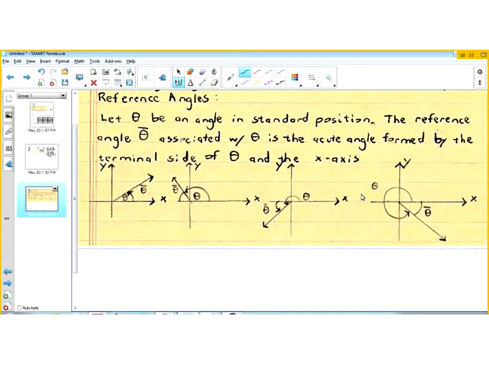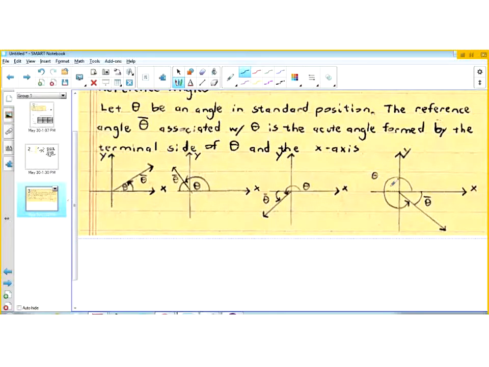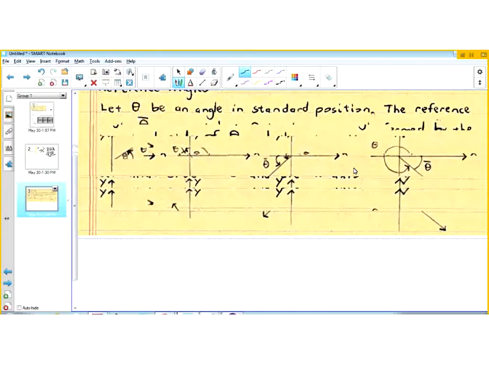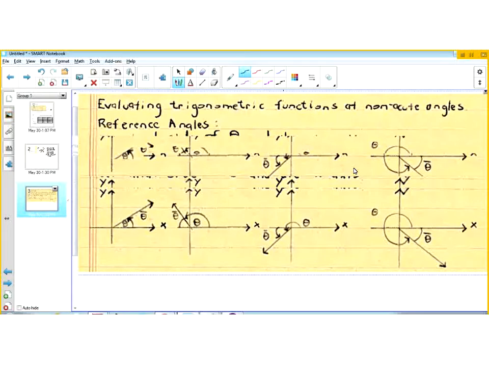And then in the fourth illustration, of course, we have the terminal side of theta being in the fourth quadrant, and there's theta bar as shown. And so in this case, 360 minus theta bar is equal to theta, right? So that's how you can orient things.